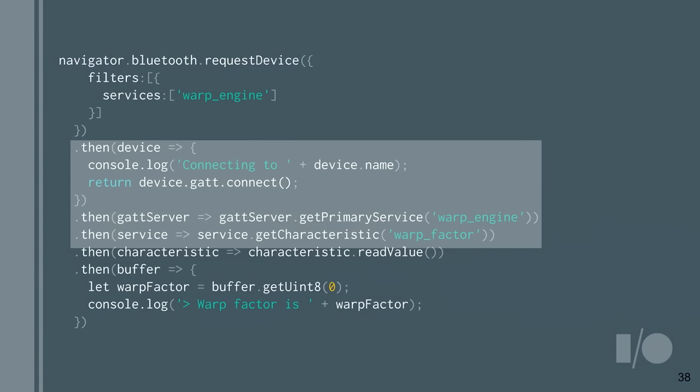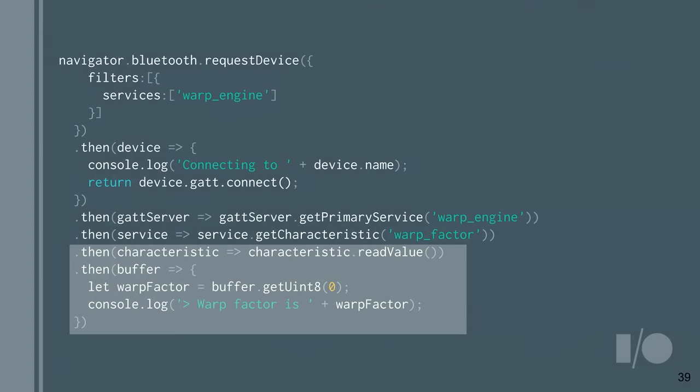The first thing we need to do is make the connection. And then we do two more things. We try and find a service. In this case, we are trying to find the Warp Engine service. And once we've got the Warp Engine service, we can get the Warp Factor characteristic. Now, the terminology I'm using here is all standard Bluetooth Low Energy concepts. This is not particular to the Web Bluetooth API. Of course, the Warp Engine is not a standard service.